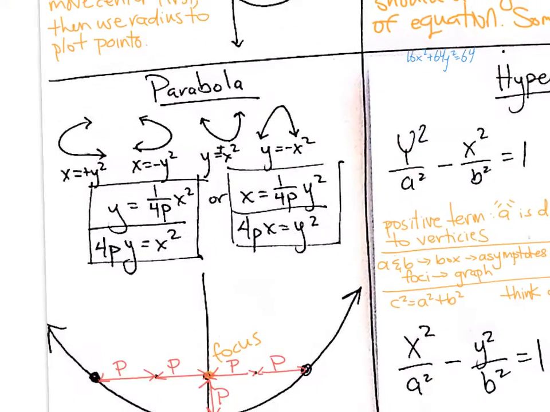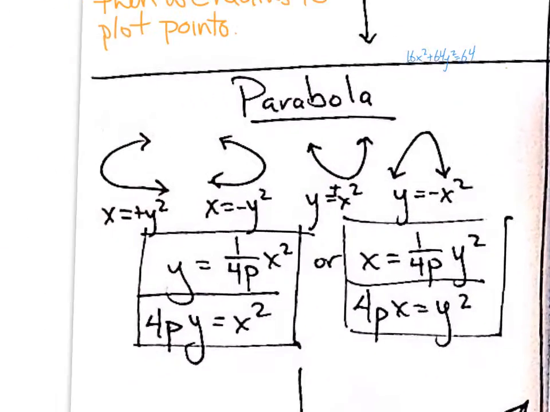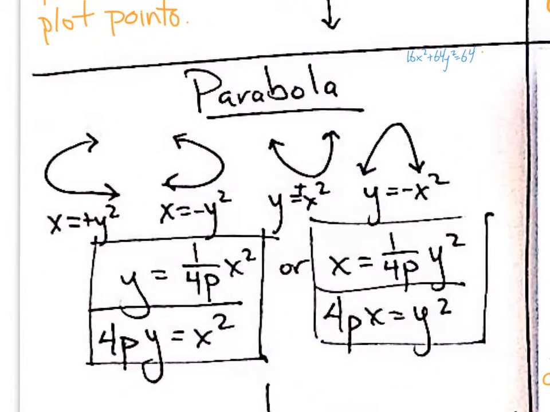Okay, parabola. So first, we have 4 different types of parabola. They can open to the right, to the left, up, or down.